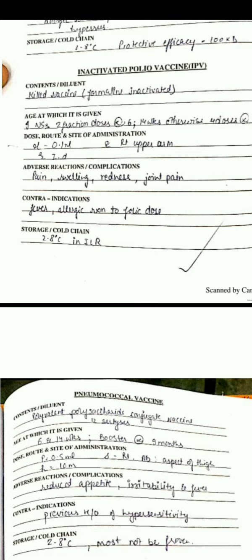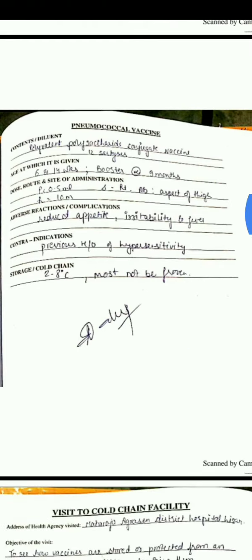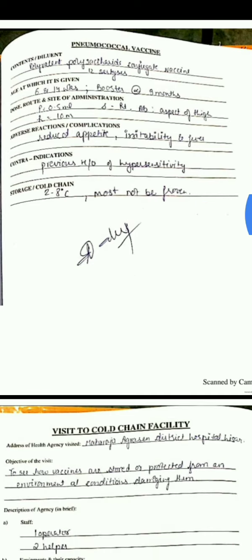ice-lined refrigerator. Then last is pneumococcal vaccine, which is polyvalent polysaccharide conjugate vaccine, and then age is 6 and 14 weeks, booster at 9 months. Dose is 0.5 ml, and route is IM, and right anterolateral aspect of the thigh is the site. Then adverse reaction is reduced appetite, irritability, and fever. Contraindication is previous history of hypersensitivity, and storage or cold chain 2 to 8 degrees centigrade, must not be frozen.